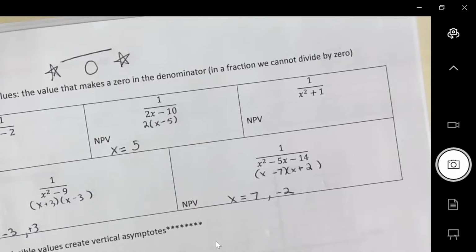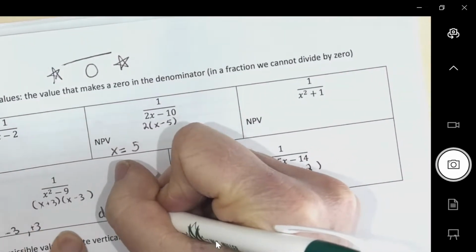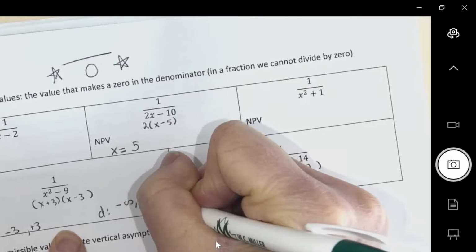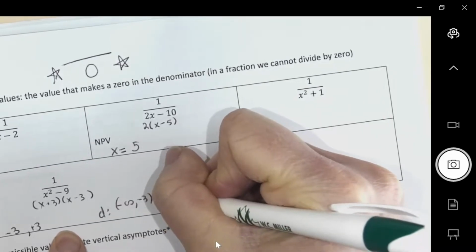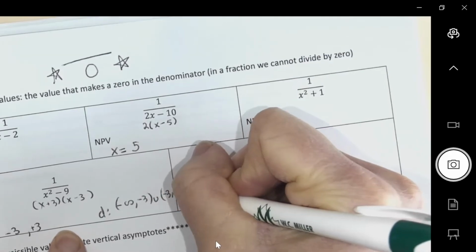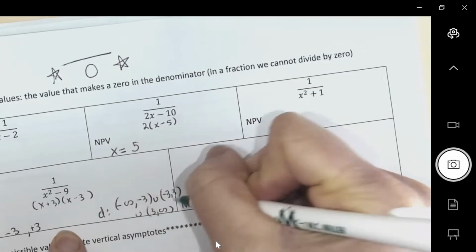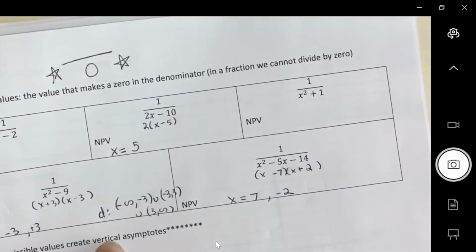So when we talk about domain, those are the values not in my domain, right? I have to skip over them. So for instance, a domain would go from -infinity to -3, skip over, and then I would go from -3 up to 3, skip over, and then I would go from 3 to infinity. So we kind of did a domain like that before, right?